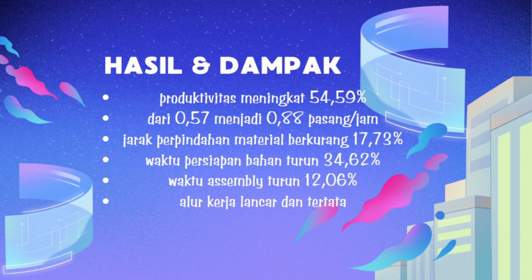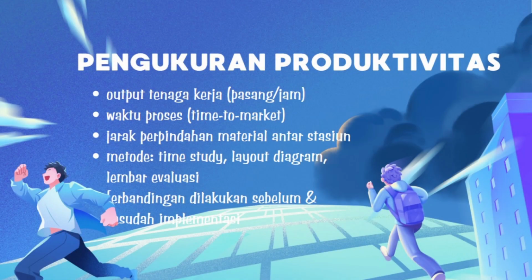17.73%. This means that workers no longer had to walk around the production area as much as before, which saved time and energy. The time to prepare materials, also known as the time to market rate, was reduced by 34.62%. The time spent in the assembly process dropped by 12.6%, and although the time for material transfer between tasks increased, this showed that the workflow became smoother and more continuous.